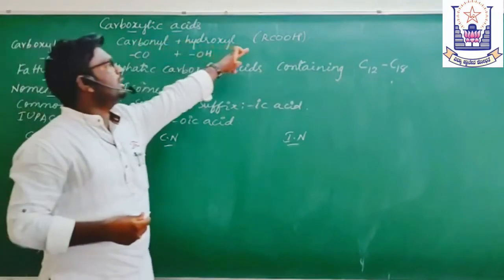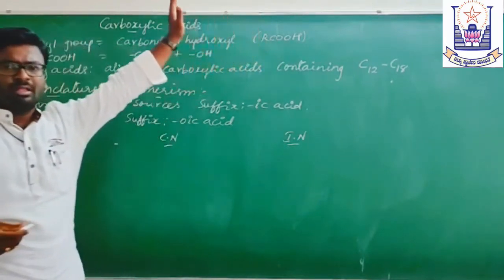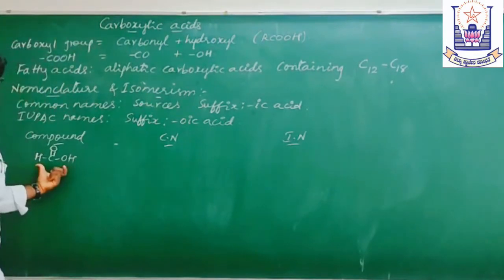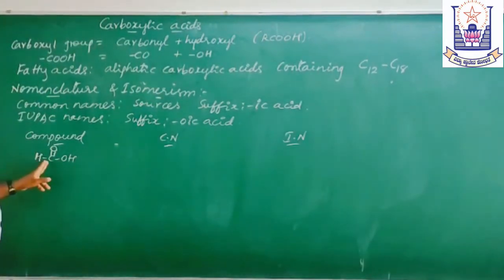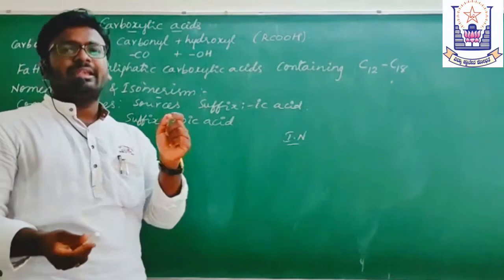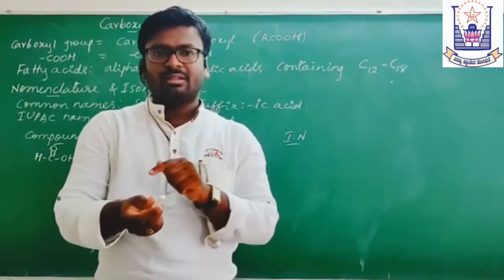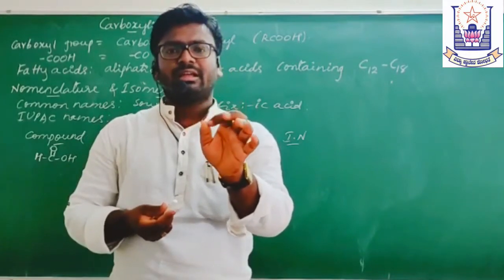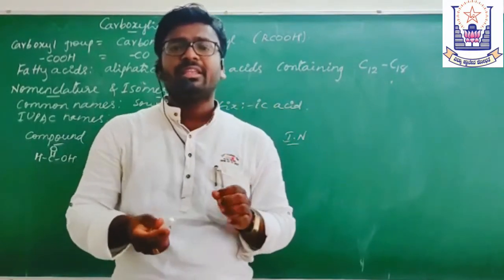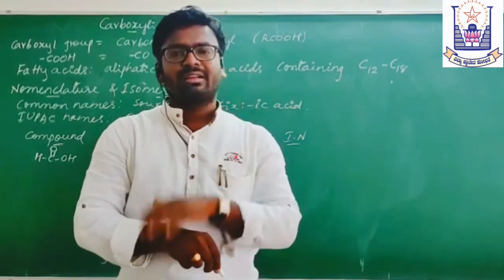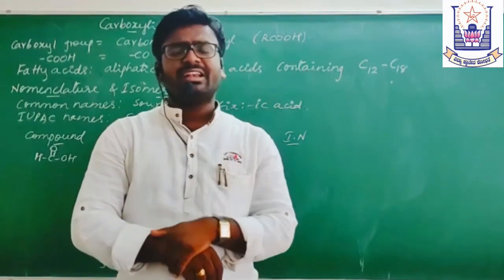RCOOH. Here R may be an alkyl group or aryl group. This is the first member of the carboxylic acid, and it is extracted from red ants. When a red ant bites, it will secrete a solution that has some acidic property. Due to that only, the irritation will occur on the skin. That is a general example.